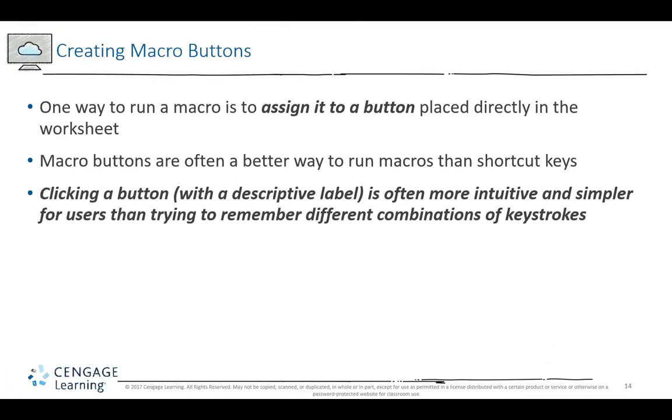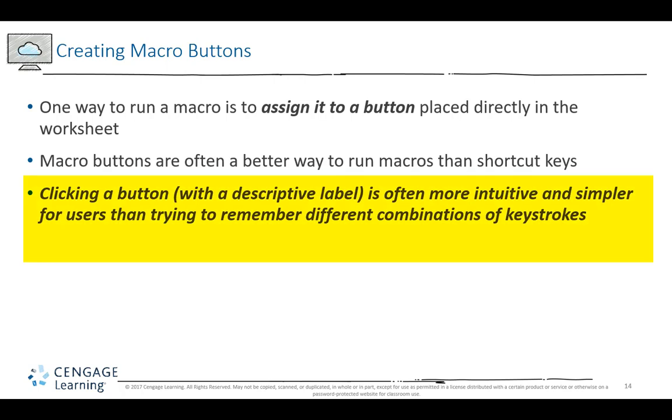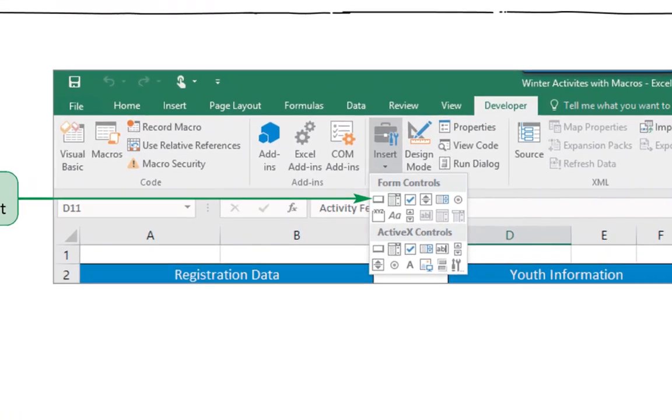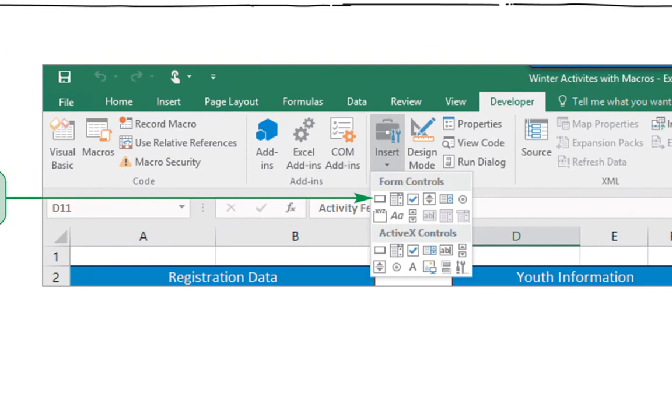One way to run a macro is to assign it to a button. Macro buttons are often better than using shortcut keys because you can add a descriptive label, and then it is more intuitive and simpler for the user than trying to remember different combinations of keystrokes. This slide shows the Developer ribbon tab selected, and in the Controls group, you would select Insert, and the first option there is the button, to create a button on the worksheet to run the macro.